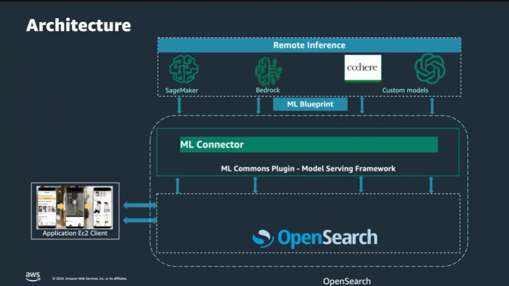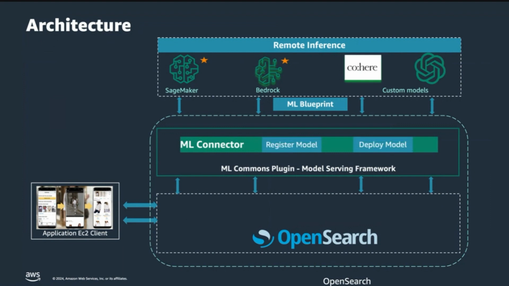You can also use machine learning blueprints for Cohere or OpenAI that are available as well in the open source. And in today's demo, I will show you use cases with SageMaker and Amazon Bedrock for Titan multimodal search.